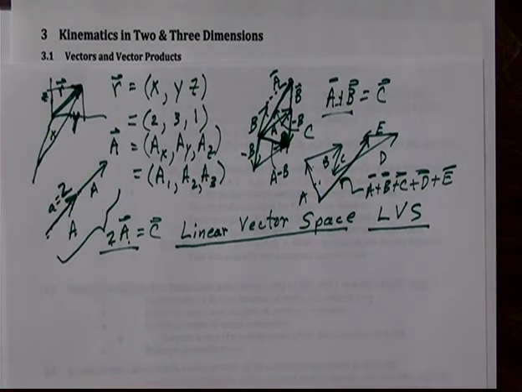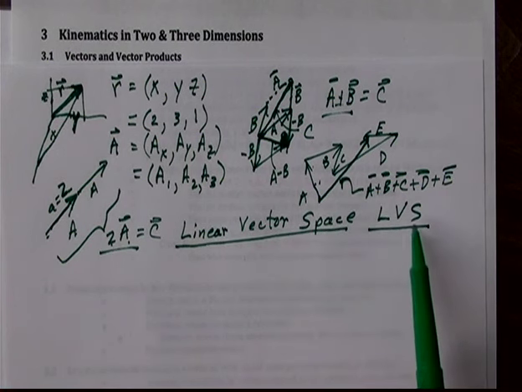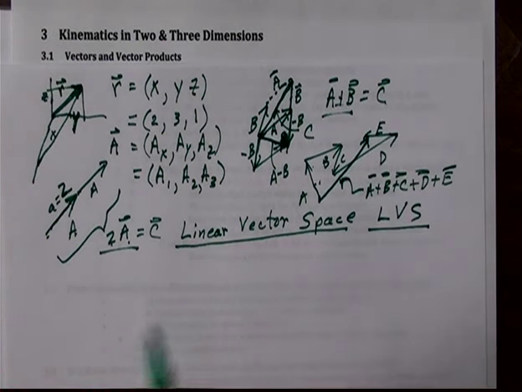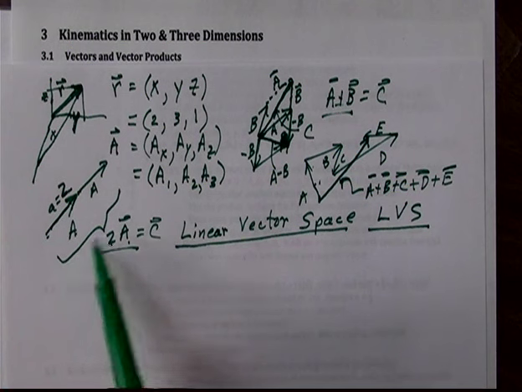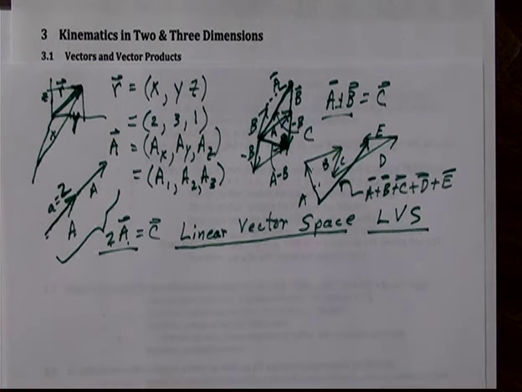Linear vector space is a set of objects in several dimensions, and these vectors that form this linear vector space can be added and subtracted, always giving another vector in the space, and they can be multiplied by a number, both positive and negative. And this gives us what we call the linear vector space.